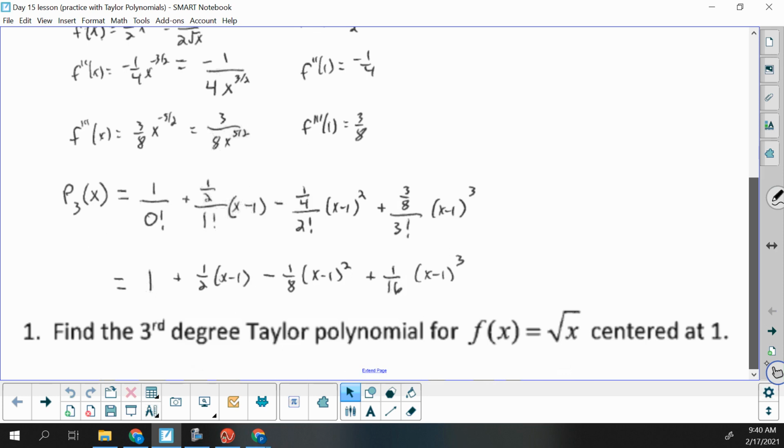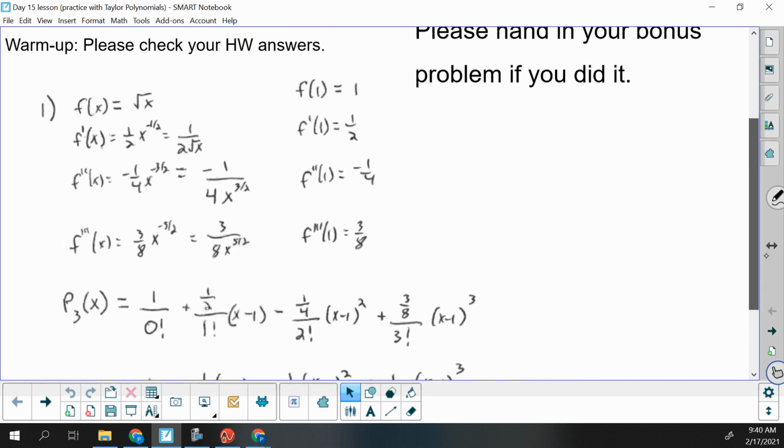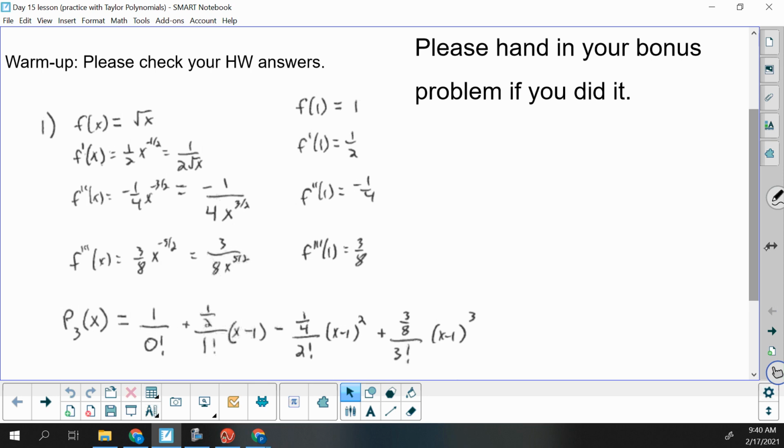So first one, we wanted square root of x centered at 1. So we've got to do out to the third derivative of square root of x, which I have there on the left. Sub in 1 for each of them, and we get our values of those derivatives, the 1, 1/2, negative 1/4, and 3/8.